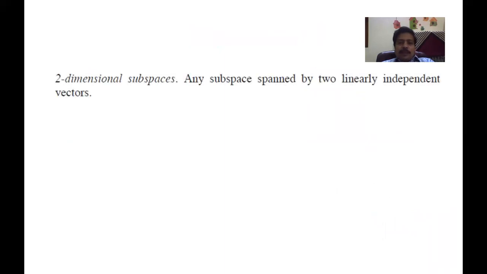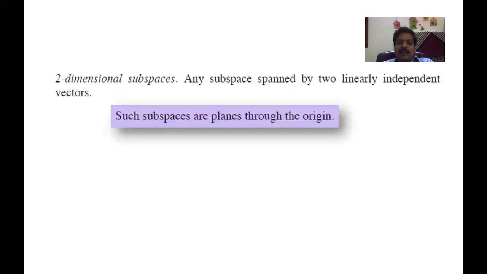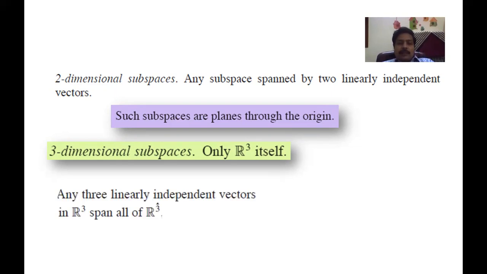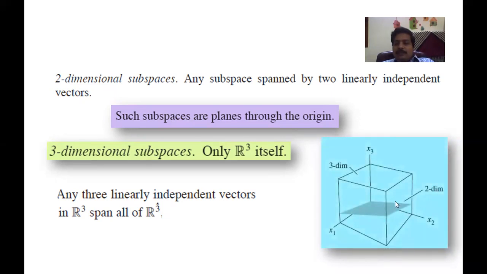And two-dimensional subspaces: any subspace spanned by two linearly independent vectors. Such subspaces are planes through the origin. So they will look like planes. A three-dimensional subspace is only R3 itself. It contains the entire space. Any three linearly independent vectors in R3 span all of R3. Geometrically, it will look like this.